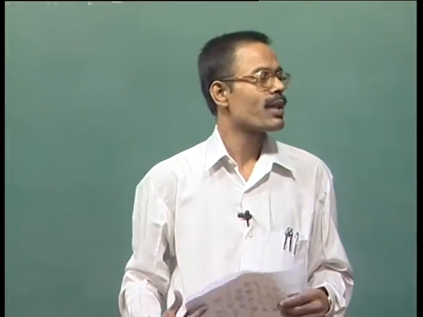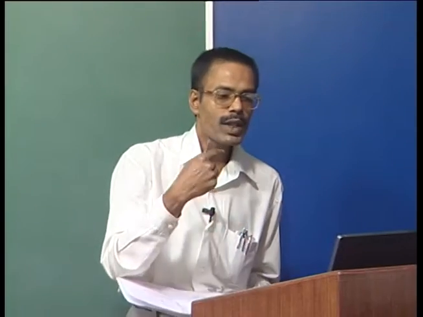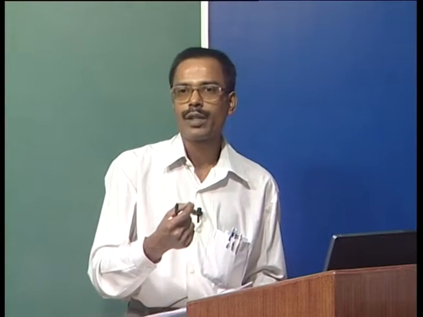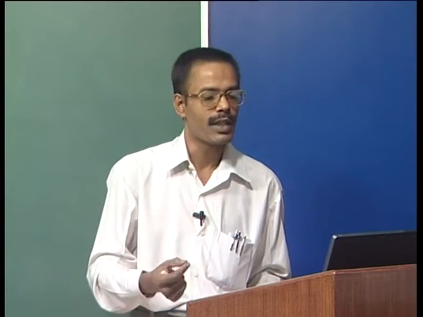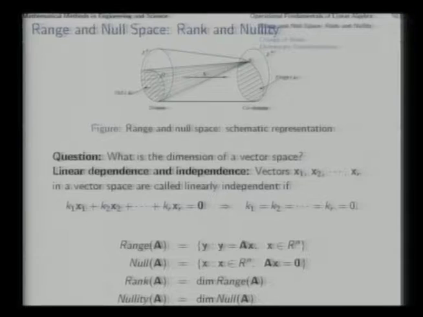That is why physical space is three dimensional. With this idea of the dimension of a vector space to be the number of linearly independent vectors contained in it, we define two more terms. As we have already discussed, range of A is the set of all images of all x's in the domain. Null space of A is the set of all those x's in the domain which map to 0 in the range. Now, the dimension of the range space is called the rank.